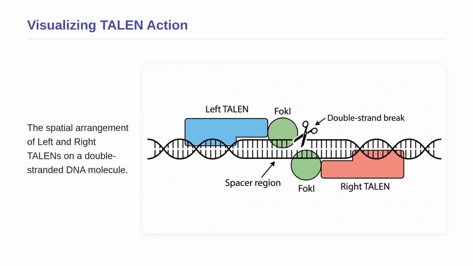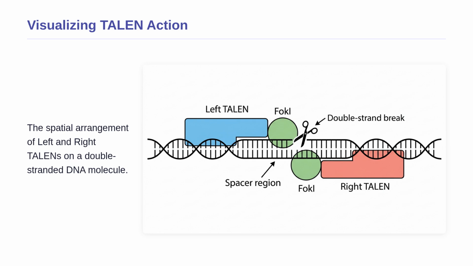To truly cement our understanding, let us look at this schematic diagram of the TALEN system in action. Here, you can see the double-stranded DNA helix running horizontally. The left TALEN protein is bound to the top strand, reading its specific sequence. The right TALEN is bound to the bottom strand. Notice the exposed stretch of DNA between them. That is the 15 base pair spacer region we just calculated.